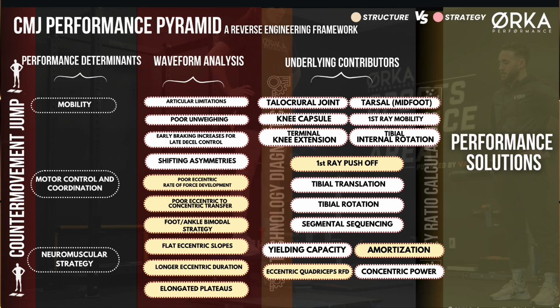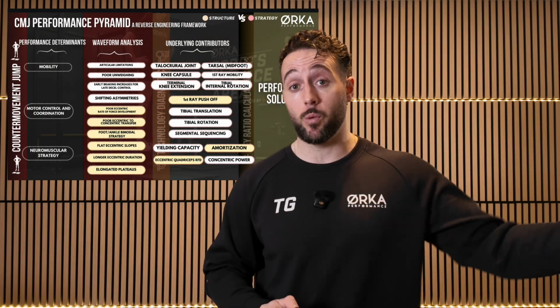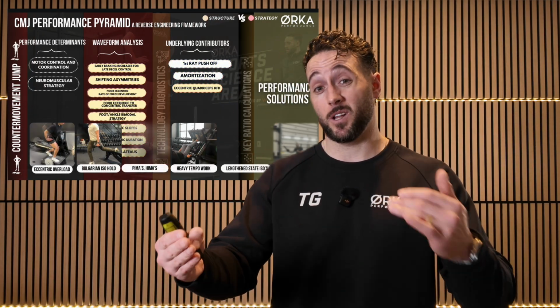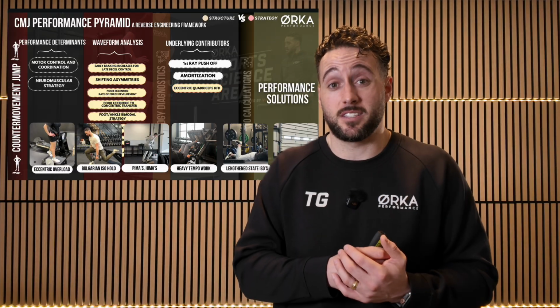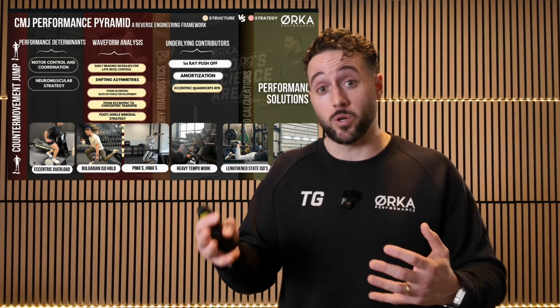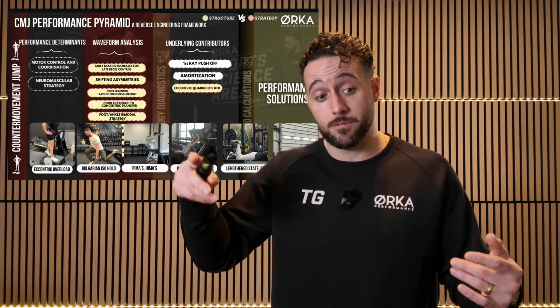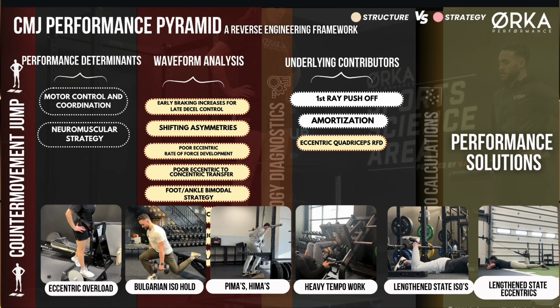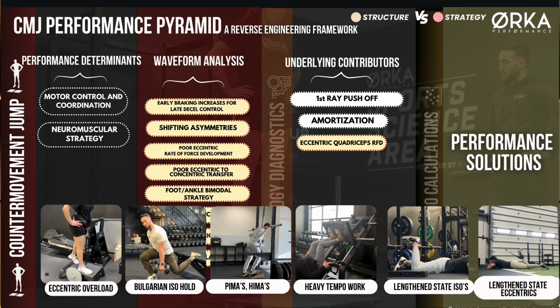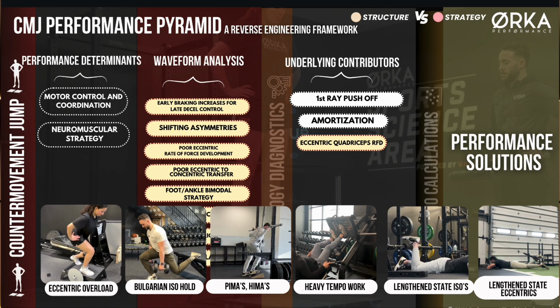It might be first rate push off, eccentric quad strength, amortization. So let's say in this case, we want to deal with eccentric RFD. We feel like with secondary testing, that's the root cause, or the culprit of what we're seeing in terms of the output or the curve. We're going to go in and pull on buckets here. Some flywheel drills, some iso holds, pushing and holding isometrics, heavy tempo work, and lengthened state eccentric training are all going to be great drills to address that eccentric component.